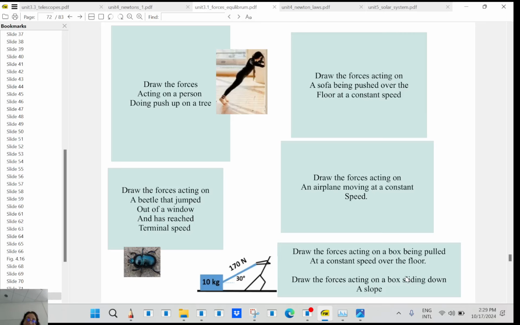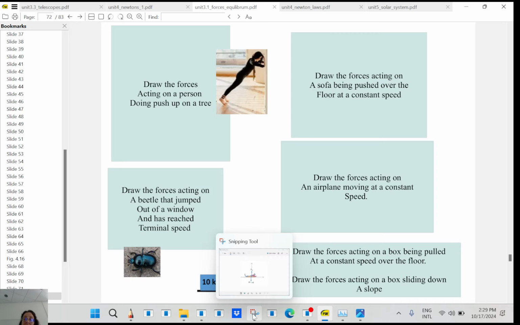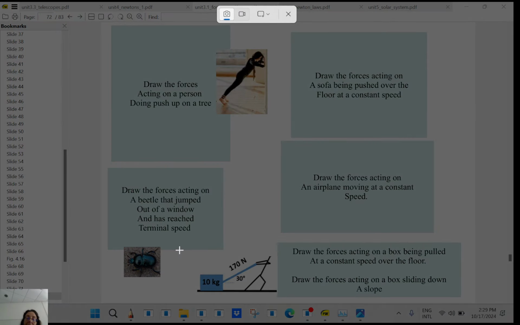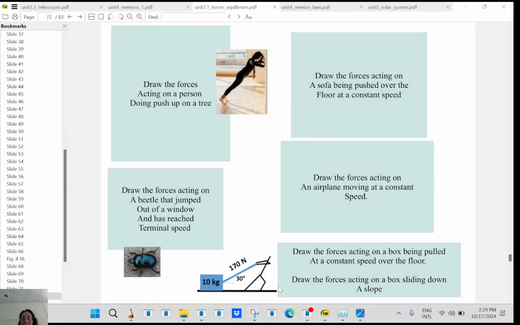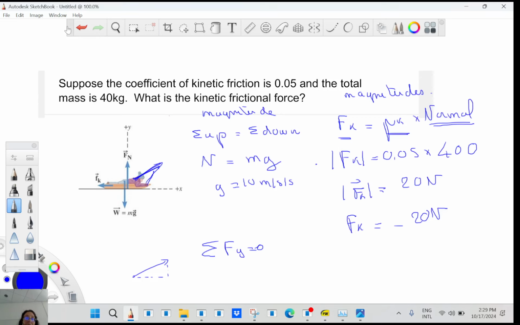Okay, let's try to see if we know how to draw the forces, right? So let's see. You are pulling a mass here, but it's moving at a constant speed. So it's a dynamic equilibrium. Can you draw first? Let's draw first, right? Can you draw all the forces?